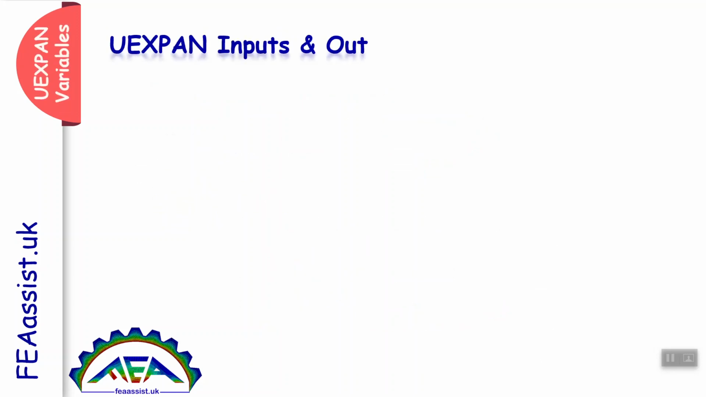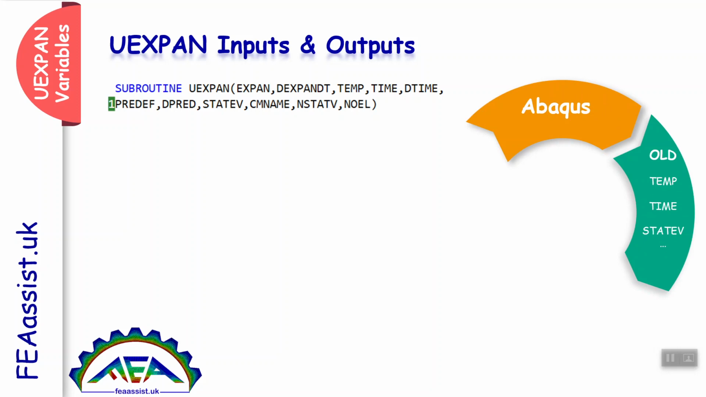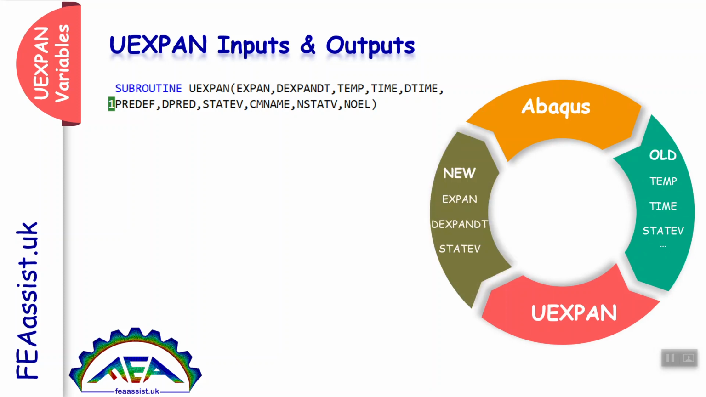UXPAN variables. UXPAN inputs and outputs. The UXPAN subroutine has some inputs that we need to process and export as outputs to Abaqus. In other words, Abaqus computes temperature, time, and state variables. We need to use these variables in the UXPAN subroutine and define the expansion coefficient and the derivative of the expansion coefficient with respect to time, temperature, and state variables, and return these variables to Abaqus.